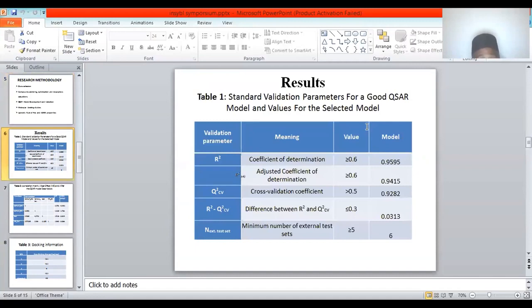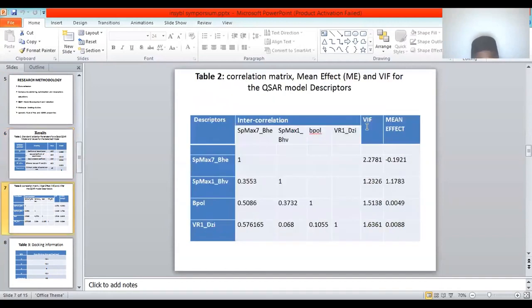Results. This slide, the table, depicts the minimum criteria for generating a good QSAR model, and at the side are the values of each parameter for the generated model. This slide contains the correlation matrix, mean effect and variance inflation factor for the QSAR model descriptors. The descriptor SpMax1_Bhv with positive mean effect and lowest VIF was found to influence the generated model.